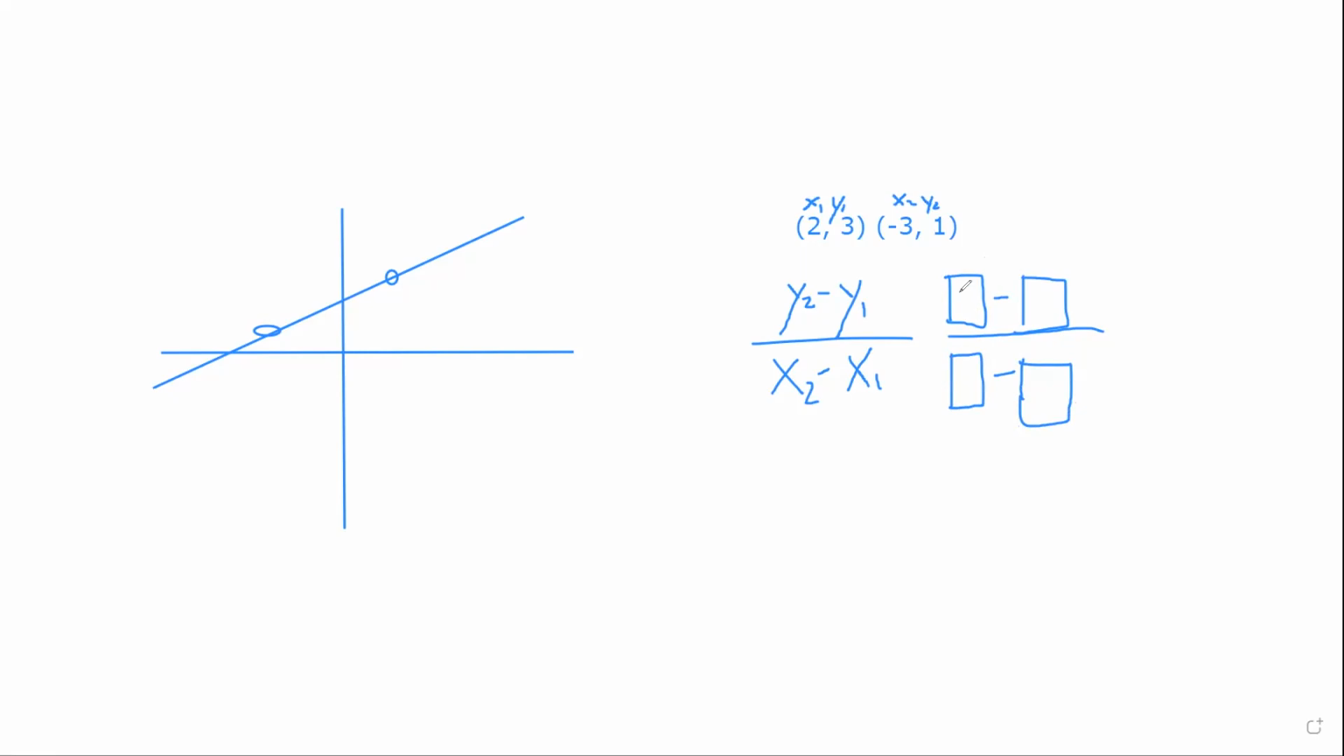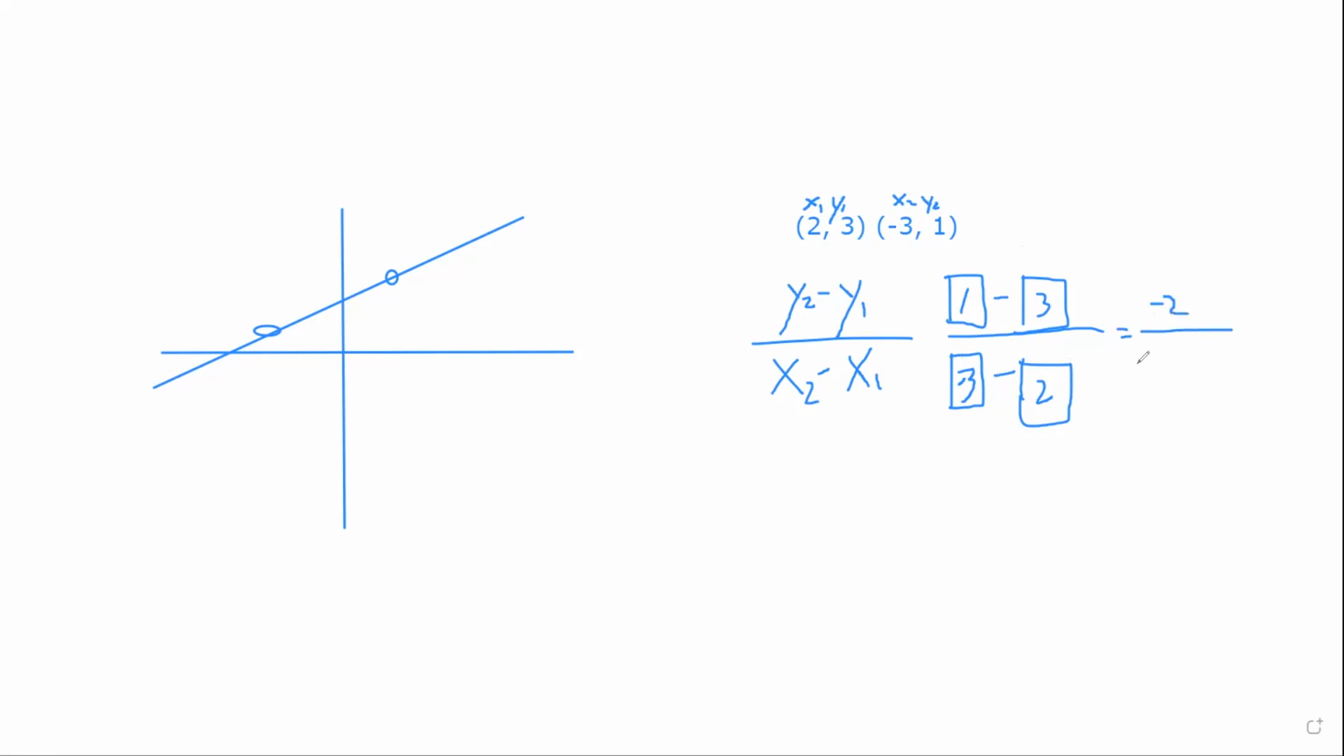So on the top here would be y2 minus y1. On the bottom would be x2 minus x1. What's y2? y2 is 1. y1 is 3. x2 is -3, and I got to put that in there with its sign. x1 is 2. Okay, now you just do the calculation. 1 minus 3 is -2.